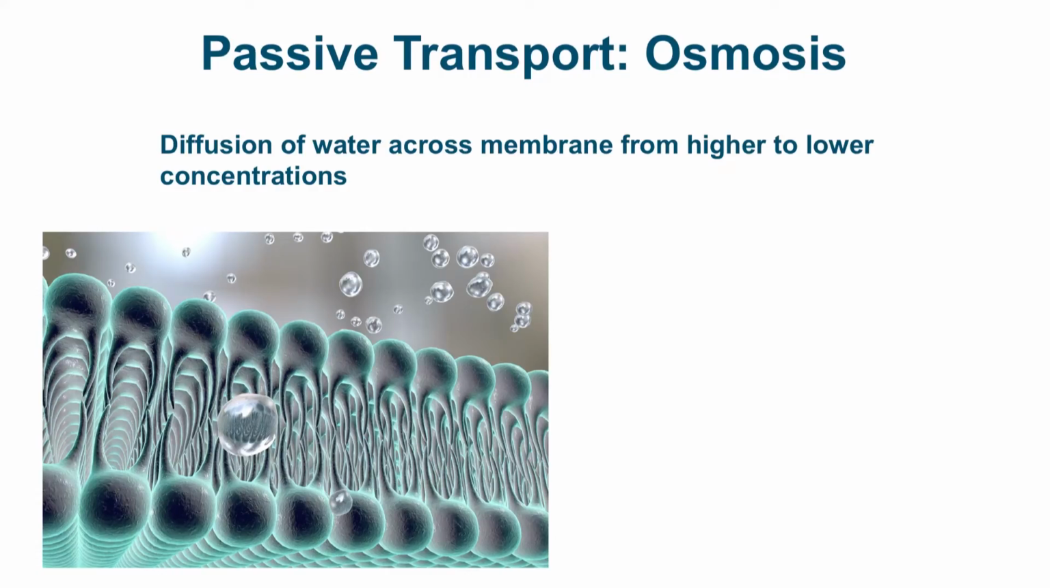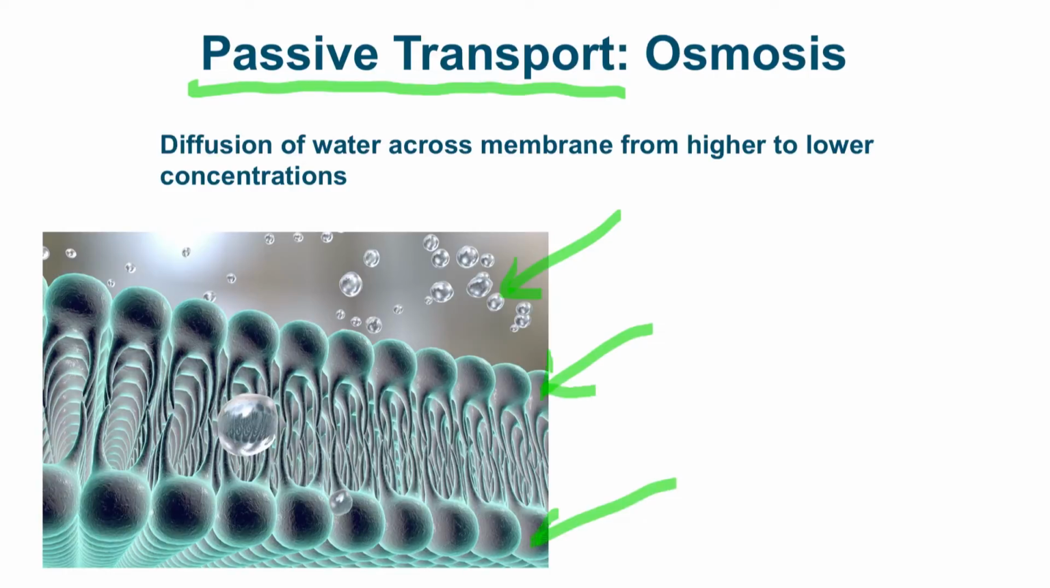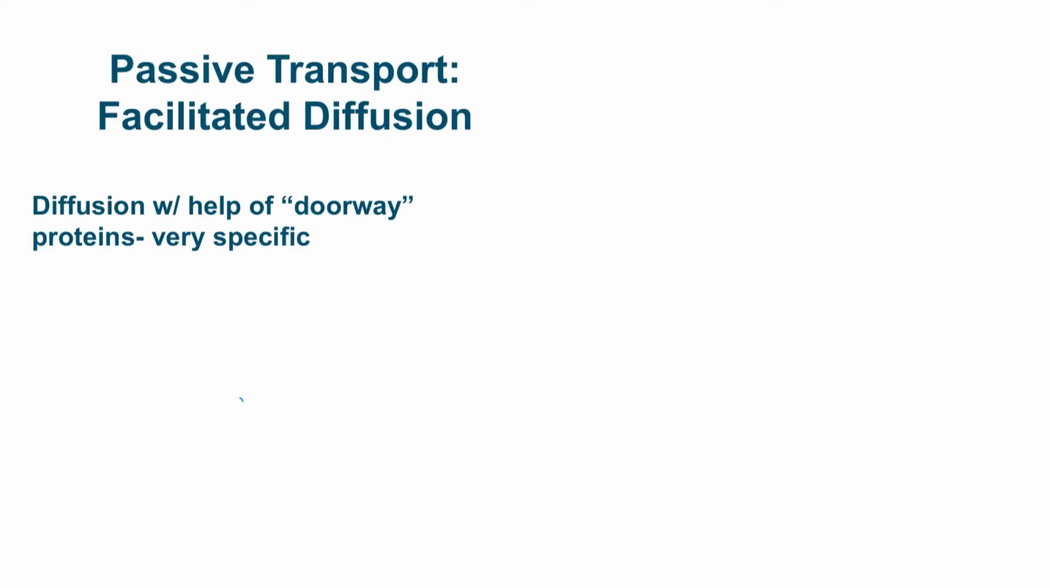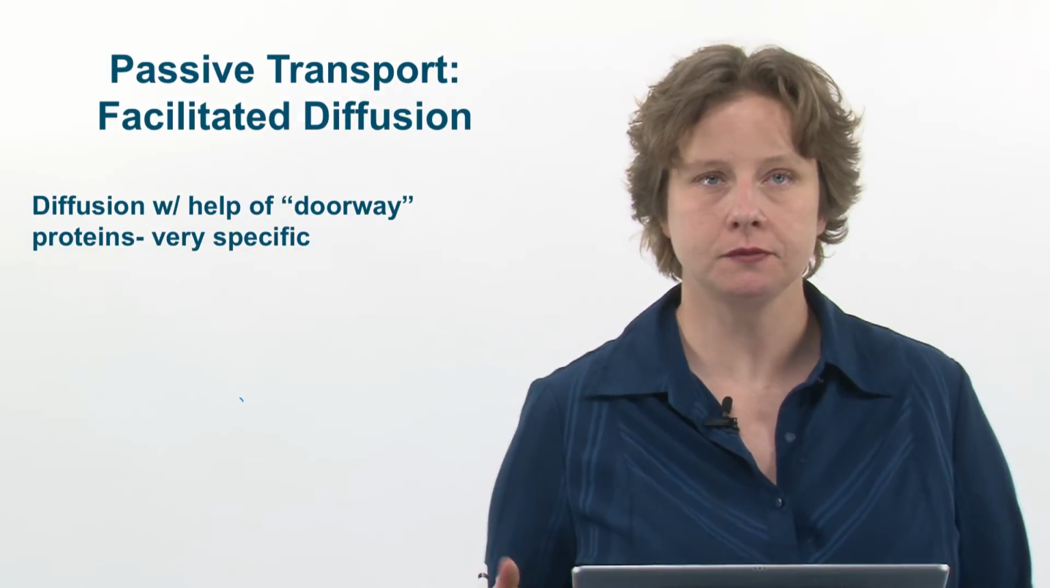Osmosis is a particular type of passive transport, specifically dealing with water. So these here in this picture are little water molecules. This and this are phospholipids, and the water molecule here is floating through the membrane. So osmosis, which is the special diffusion of water, functions the same way as all other kinds of diffusion. It goes from higher to lower concentration. So when we use the term osmosis, we're specifically talking about diffusion of water.